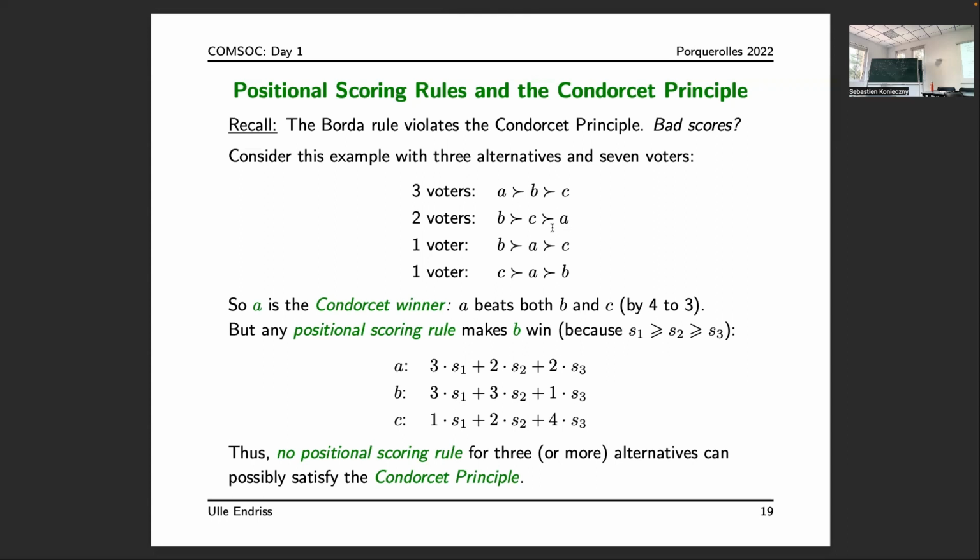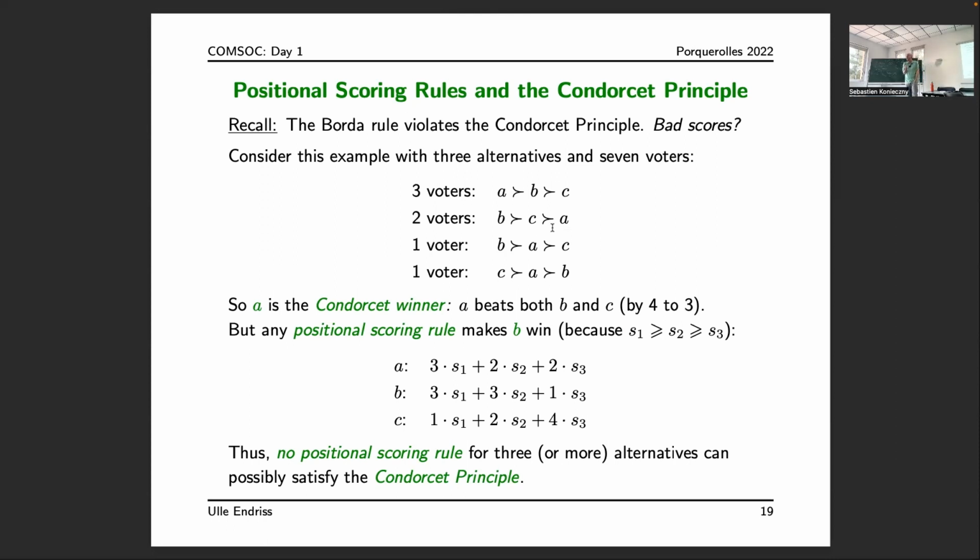And let's do B as well. So 3 times S1 from the 3 people who put it in the first position, 3 people put it in the second position, and 1 person puts it in the last position. And C, I can also write it down. So C has no chance, I think that's clear, but let's understand A and B relative to each other. We don't know right now what S1, S2, and S3 should be.